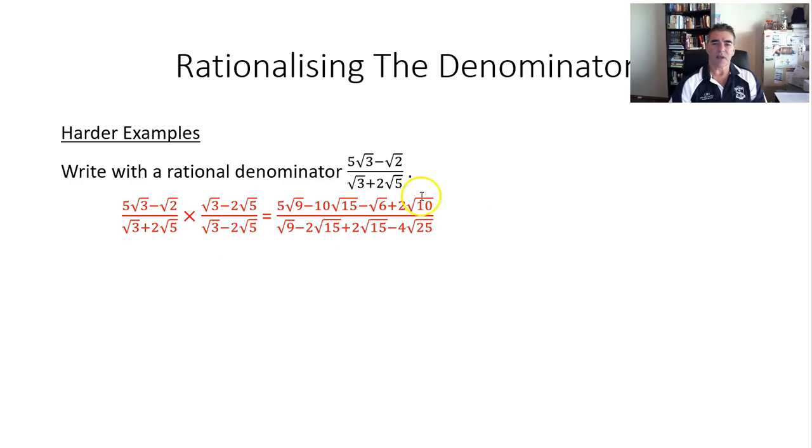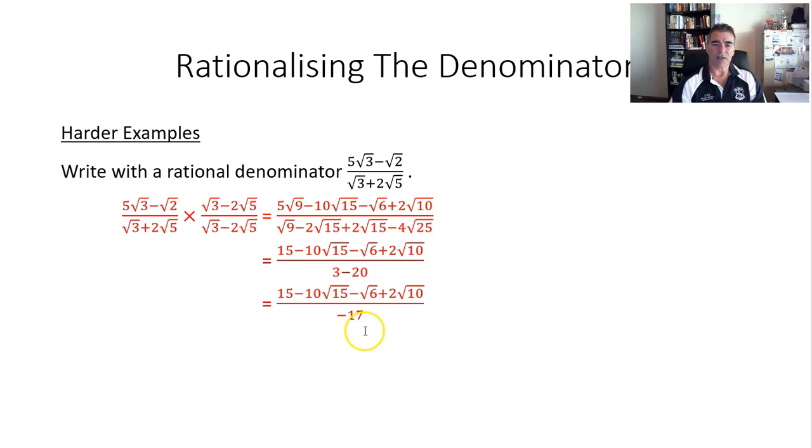Once we've expanded those out, let's simplify our numerator. Remember, root 9 is 3, so 5 3s are 15, and nothing else simplifies in the numerator. And the denominator, these two terms cancel out. And I've got 3 minus 4 lots of 5, so 3 minus 20. And then I can now just simplify the denominator. 3 minus 20 is negative 17. So a harder example, but the process is still the same. Remember, if you're not so good with multiplying surds, then see the previous video of mine.